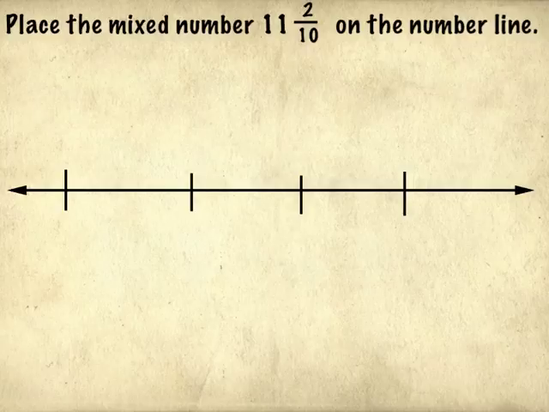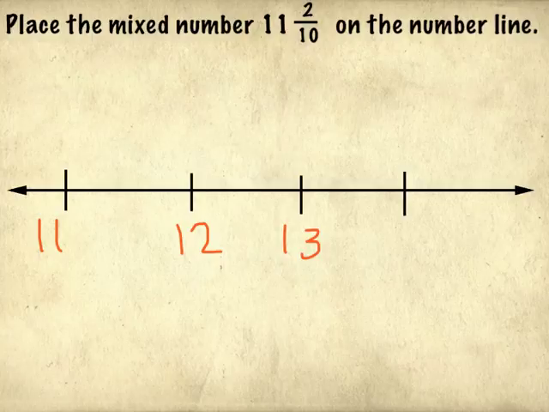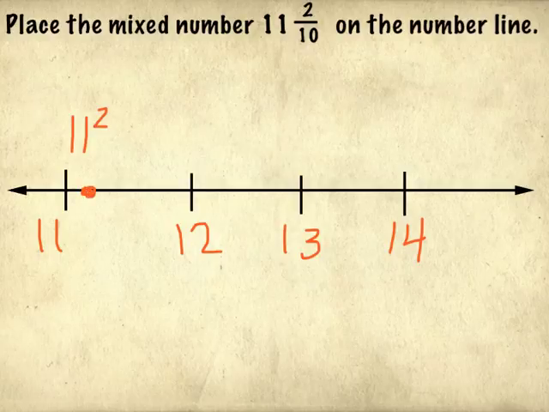So now you try one. Place the mixed number 11 2/10 on the number line. Just pause the video for a second and see if you can figure out where 11 2/10 should go. So if I label this number line, 11, 12, 13, 14, 2/10 is pretty small. It's more than 11, but it's quite a bit less than 12, so I'm going to estimate it's probably going to go somewhere around here. So if your estimation was close to mine, then you are in good shape.